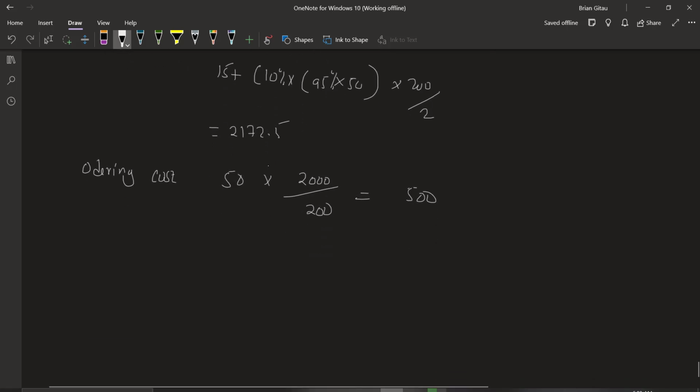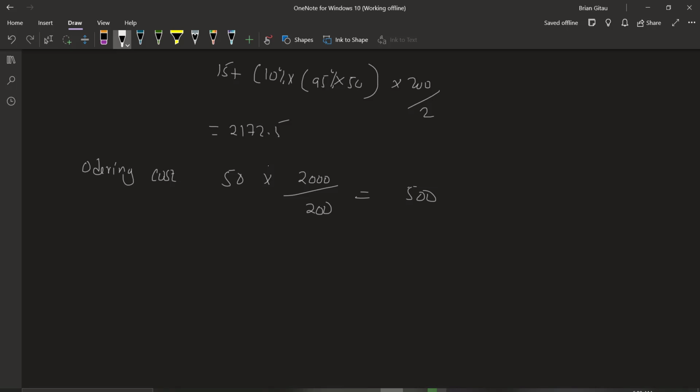Now let us get the total cost. So we will take 500 plus 95,000, which is the purchase price, plus 2,172.5, and this is giving me 97,672.5.